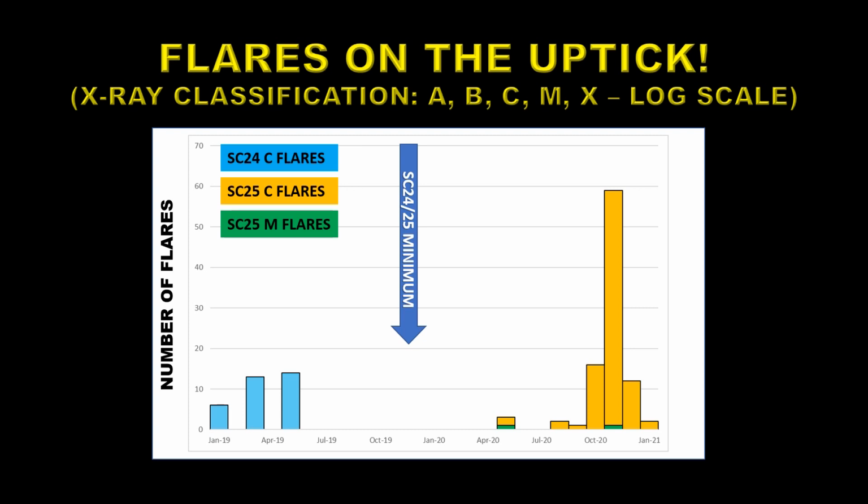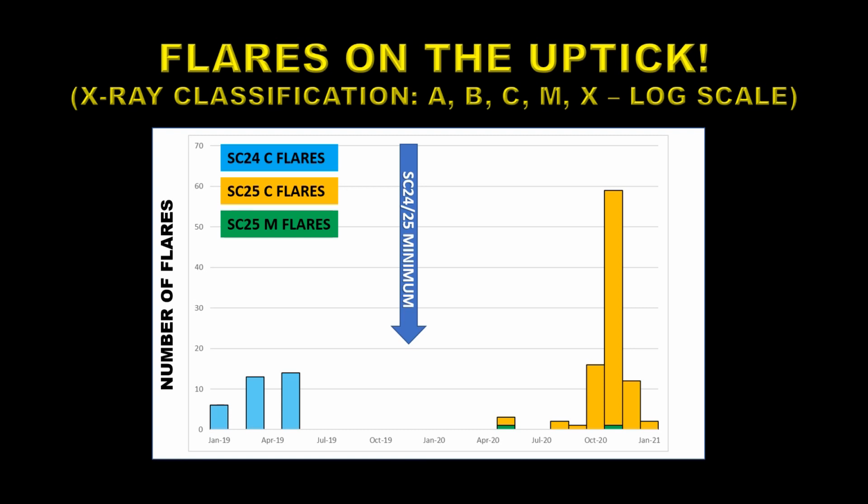B flares are 10 times larger than A flares. C flares are 10 times larger than B flares. And those are sort of the minimum interesting flares that you might consider. M flares are the sort of flares you like to write papers about. X flares are the ones you read about in the newspaper the next morning.